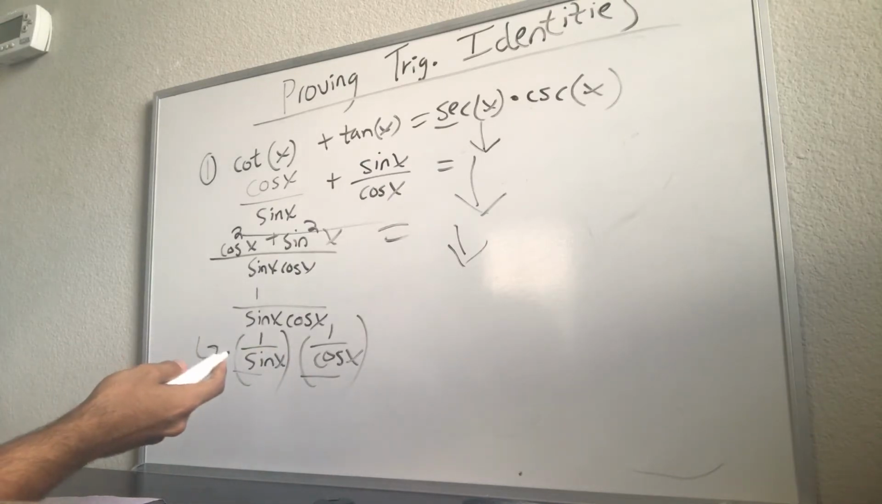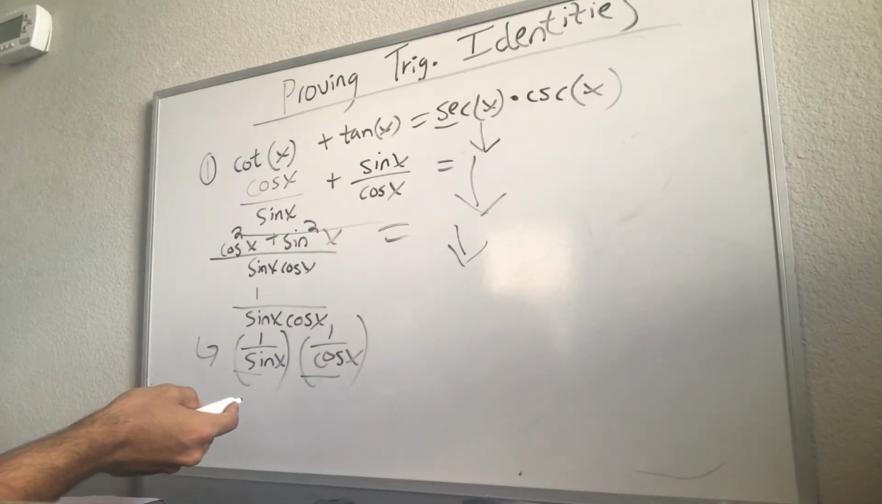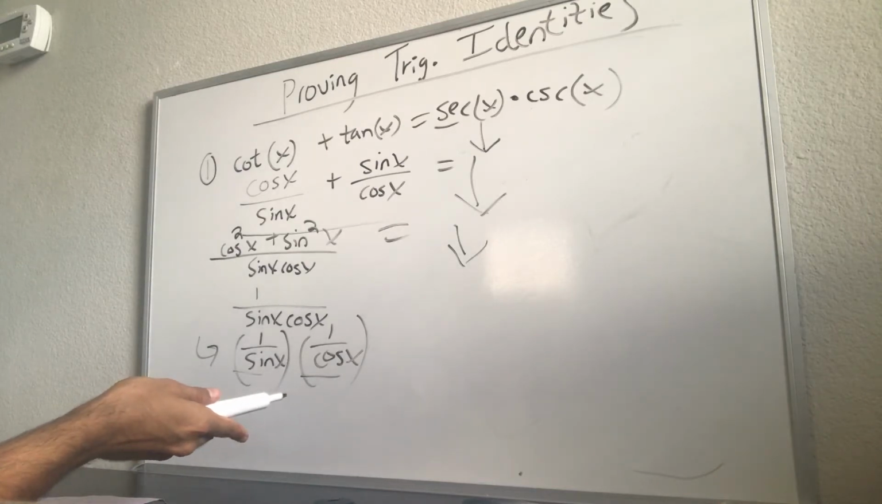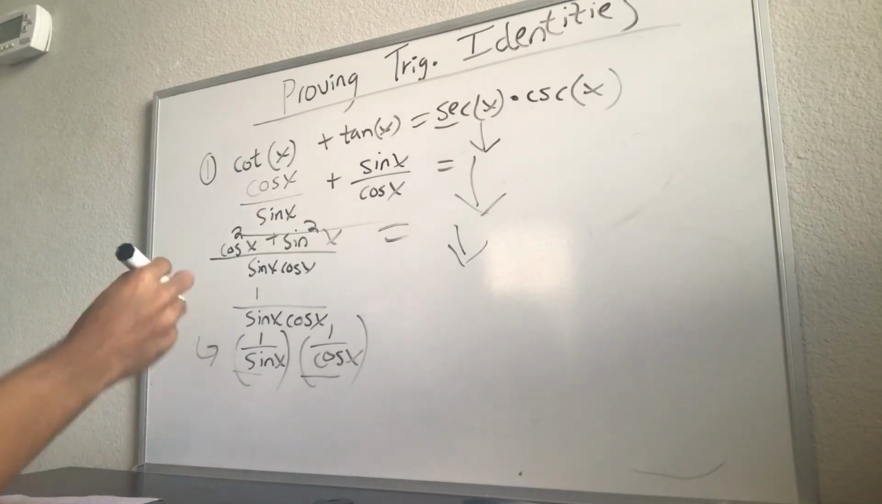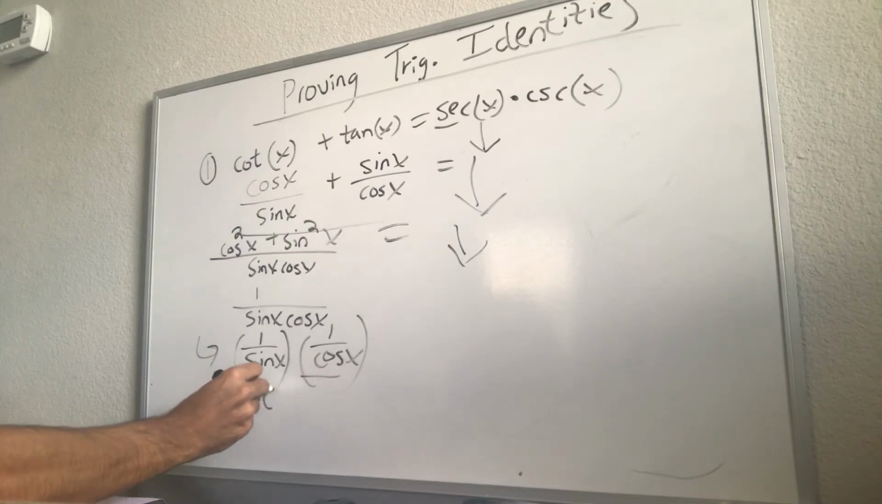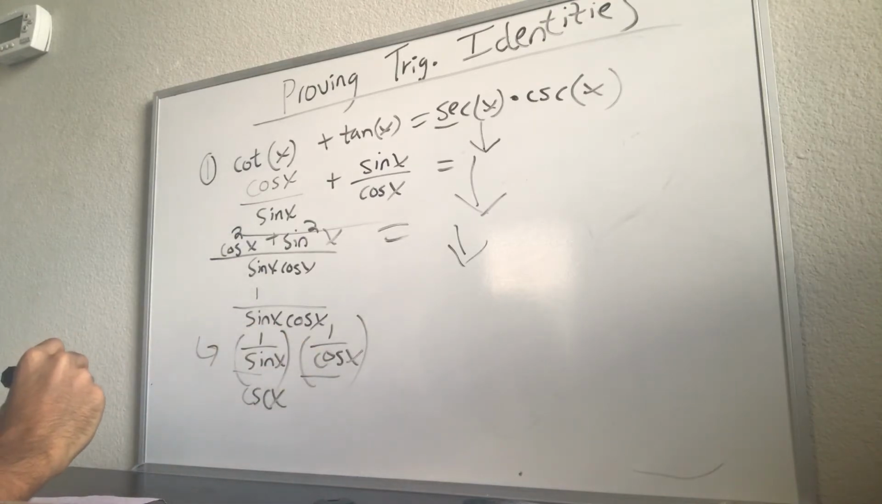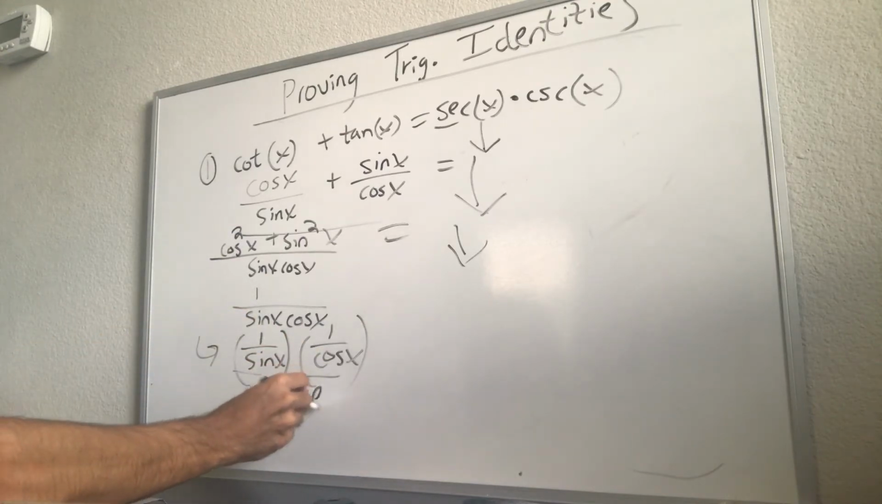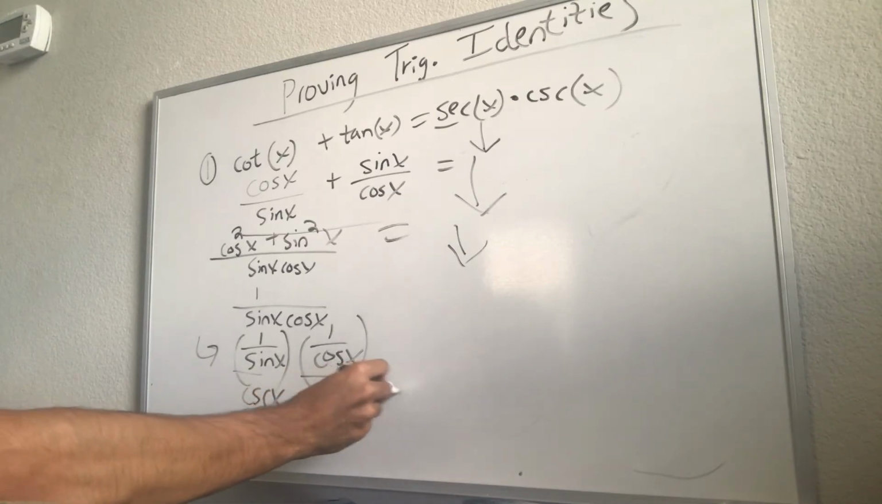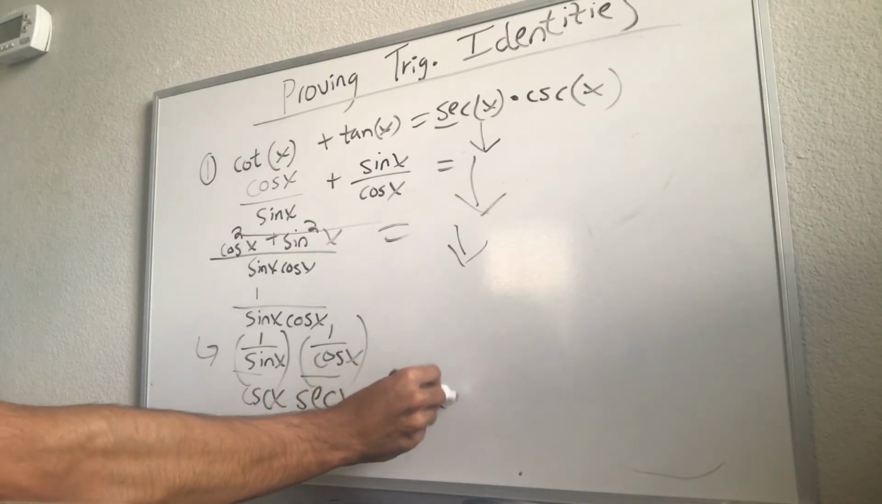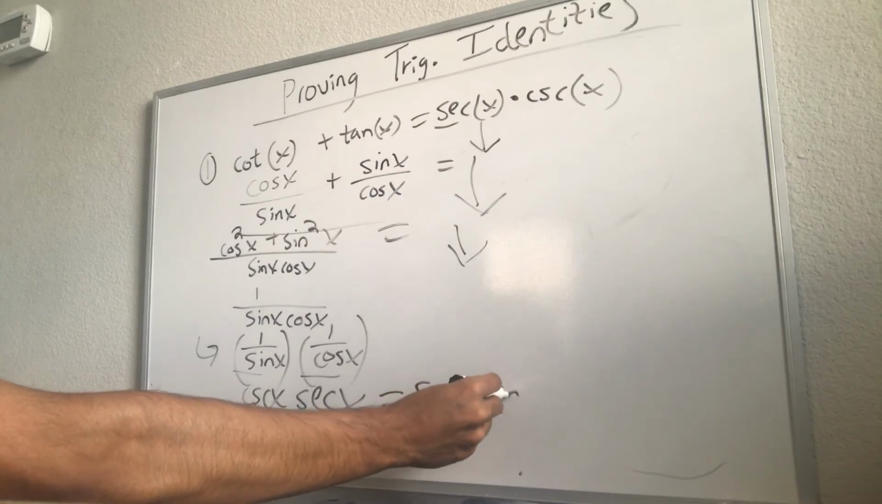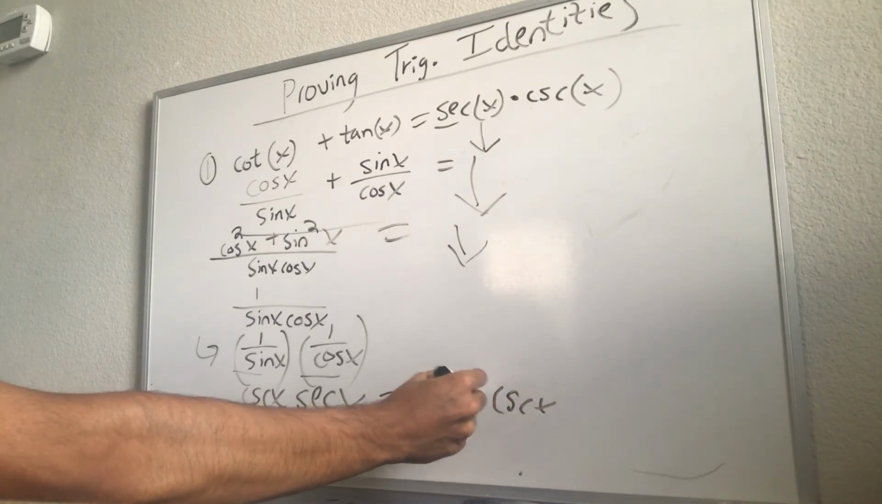So 1 over sine x is the reciprocal of sine x, and so here we have found our answer, because the reciprocal of sine of x is cosecant of x, and the reciprocal of cosine of x is secant of x, and this is equal to secant of x times cosecant of x. So here we have proved this identity.